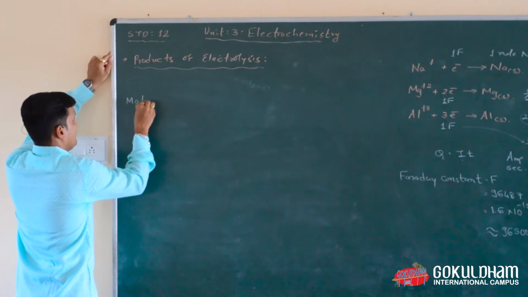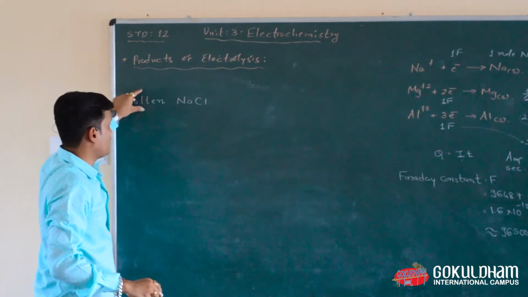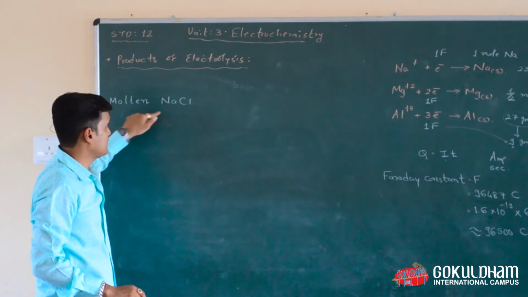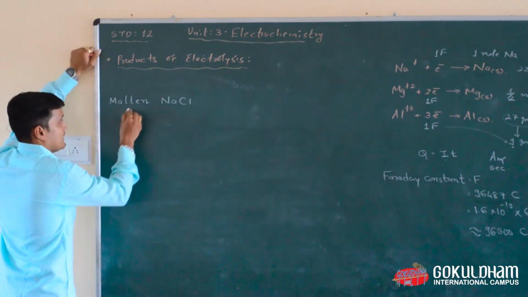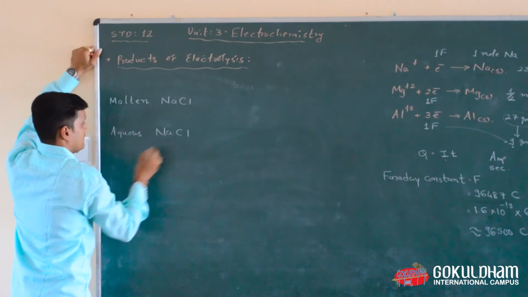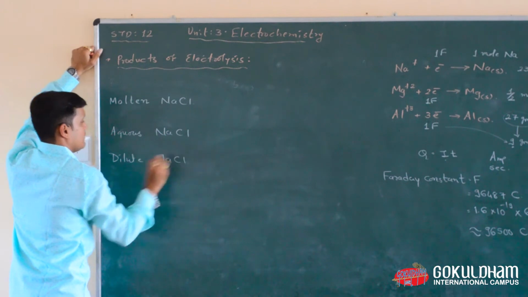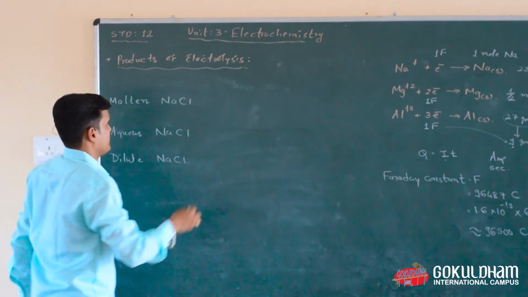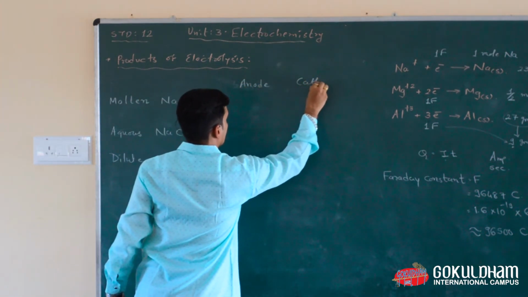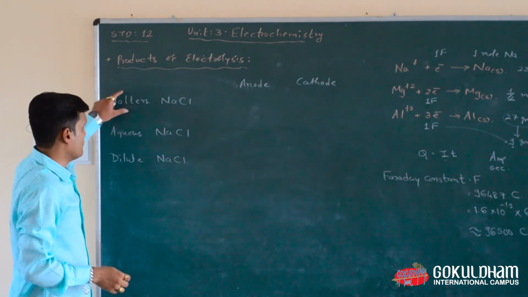The products of electrolysis we can write in this way: molten NaCl. NaCl is molten naturally; the addition of water does not take place in this case. Molten NaCl, then aqueous NaCl, and the third case is dilute NaCl. These three types of NaCl solutions will give different products on the anode and cathode side.